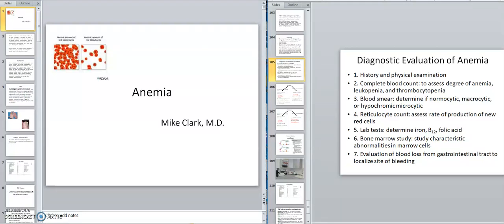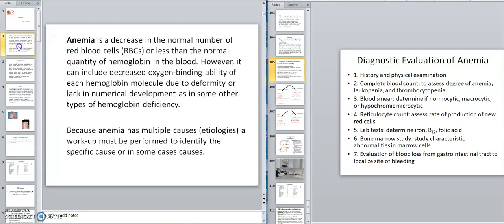Okay, class, we're now talking about anemia. Now, we talked about the normal, so now we're ready to talk about the abnormal, which can fortify your understanding of the normal. All right, so anemia is a decrease in the normal number of red blood cells, less than normal, which is also a decrease, let's say, in the amount of hemoglobin.